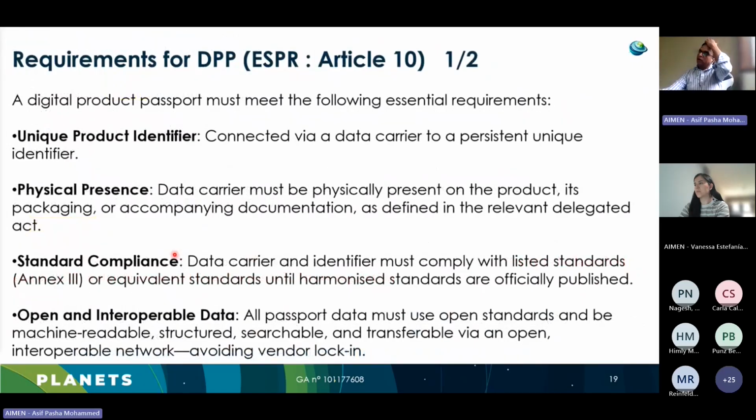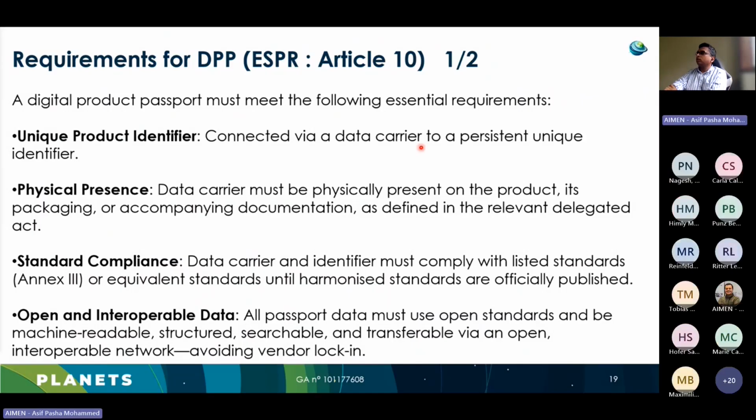Okay, then requirements for the DPP. So what kind of requirements need to be followed, or what are the essential requirements here? So unique product identifier. This is something that needs to be connected via a data carrier, like the QR code and so on, and should have a persistent unique identifier. This will be generated by the European Commission in the registry.